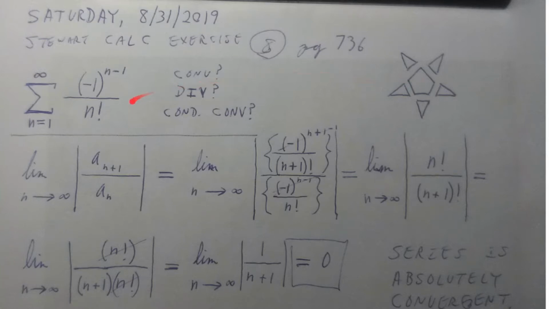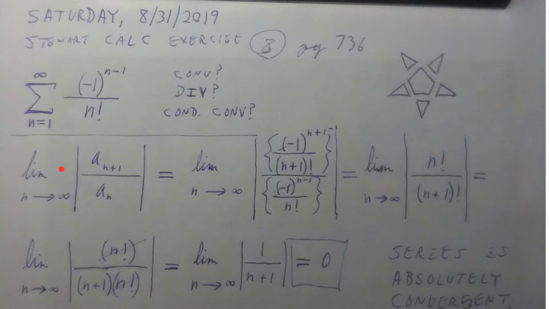Today's episode we will be evaluating the series summation from n equals 1 to infinity of (-1)^(n-1) divided by n factorial. And we'll be determining if it's convergent, divergent, or conditionally convergent.